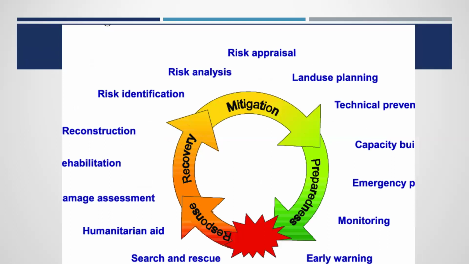In the mitigation phase, there is risk analysis, risk appraisal, and land use planning. In the preparedness phase, there is technical prevention, capacity building, emergency planning, monitoring, and early warning. During the response phase, there is search and rescue, humanitarian aid. And in the recovery phase, there is damage assessment, rehabilitation, reconstruction.